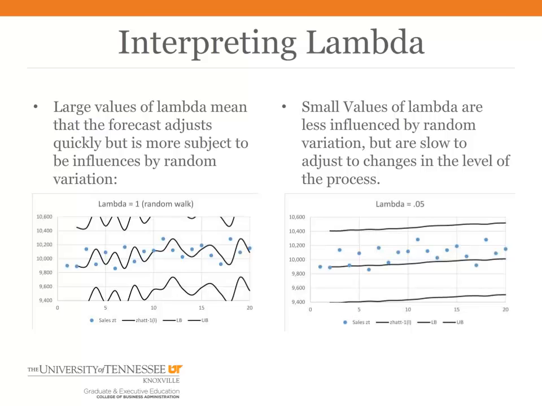If I use a lambda that is too small, I get a really smooth forecast, but it's too sluggish to track the level of the process. The data is trending upward, but the forecast isn't keeping up. And it's too low all the time. In fact, 17 times out of 19, the forecast was too low. So you can think of lambda that minimizes the standard error as making that trade-off between responsiveness to changes in the level and the ability to filter out random fluctuations in the data.